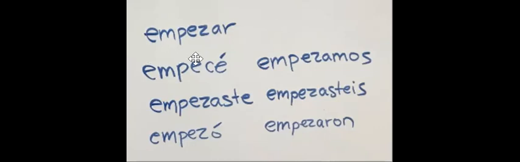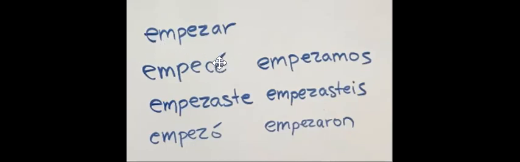So when we go to the yo form here, we should have EMPEZ, but then we would have an E after the Z, and we don't do that in Spanish because we already have a perfectly good CE combination that makes that same sound. So we don't want to keep the Z here because then it would complicate things and we'd have two different ways of spelling the same pronunciation of a syllable. So to keep it consistent, the Z becomes a C. So it's a straight up Z to C change. And then we add our normal endings, é, aste, ó, amos, asteis, and aron. But on the yo form, we are going to have this change, Z to C.